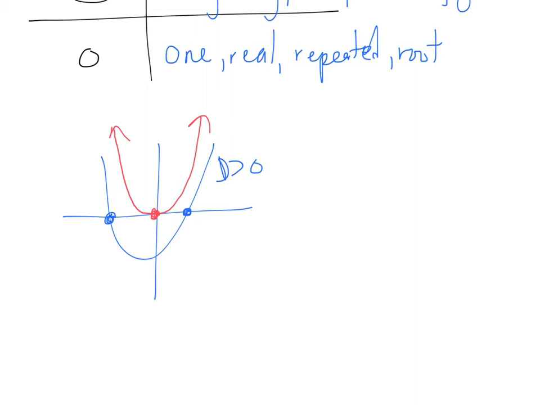So this graph is never below the x-axis, or maybe it's never above. But whenever you have a real repeated root, you have to have a point of tangency there. So this is when the discriminant is 0. And last but not least, when the discriminant is negative, you have no real roots. So no roots appearing on the graph, or no x-intercepts on the graph.